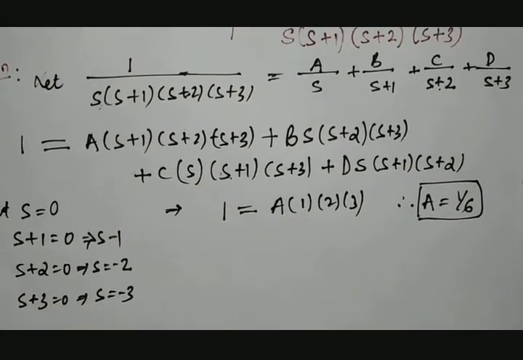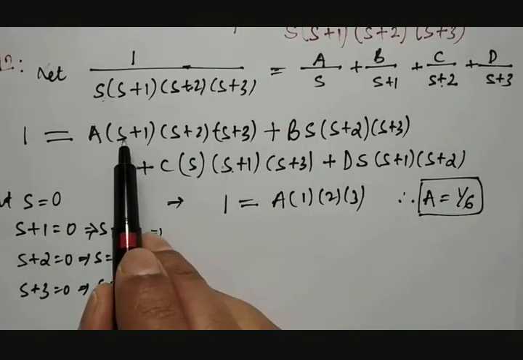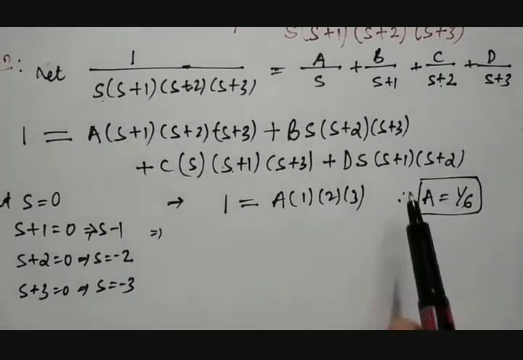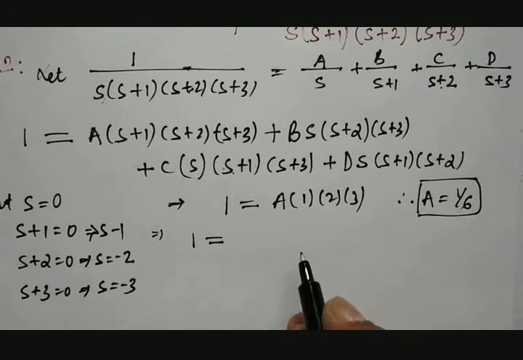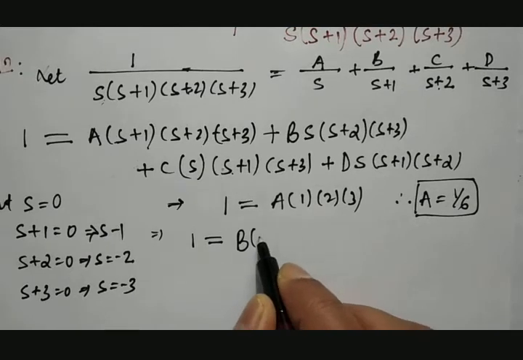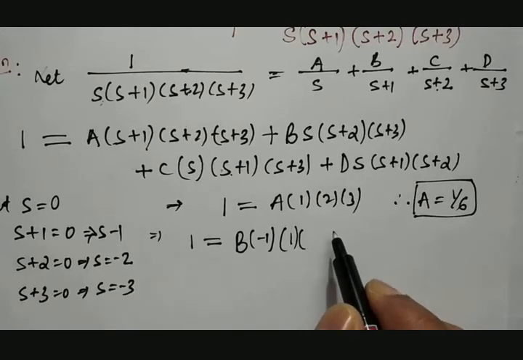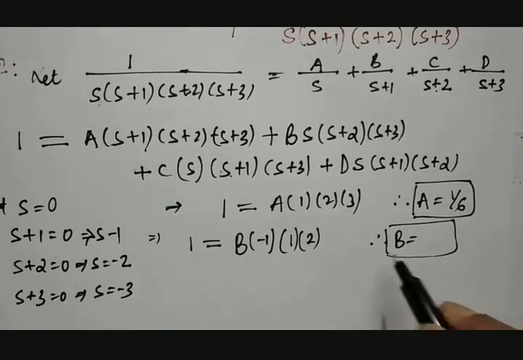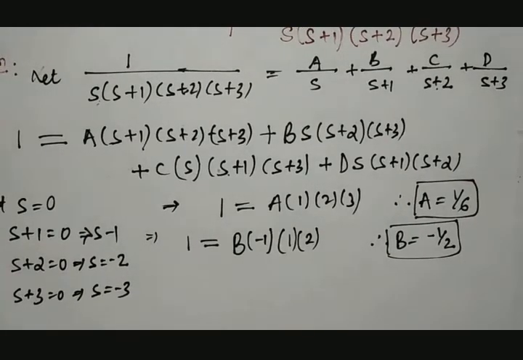We got A. Similarly, if you put s is equal to minus 1, here minus 1 plus 1 is 0, minus 1 plus 1 is 0, minus 1 plus 1 is 0, this is gone again. Therefore 1 is equal to, in the LHS no s, so 1 only. This is equal to, the A term is 0, only we are going to get the B term, where s is equal to minus 1, then minus 1 plus 2 will be 1, then minus 1 plus 3 will be 2. Therefore B is equal to minus 2. So if it goes to the other end, it is minus 1 by 2.